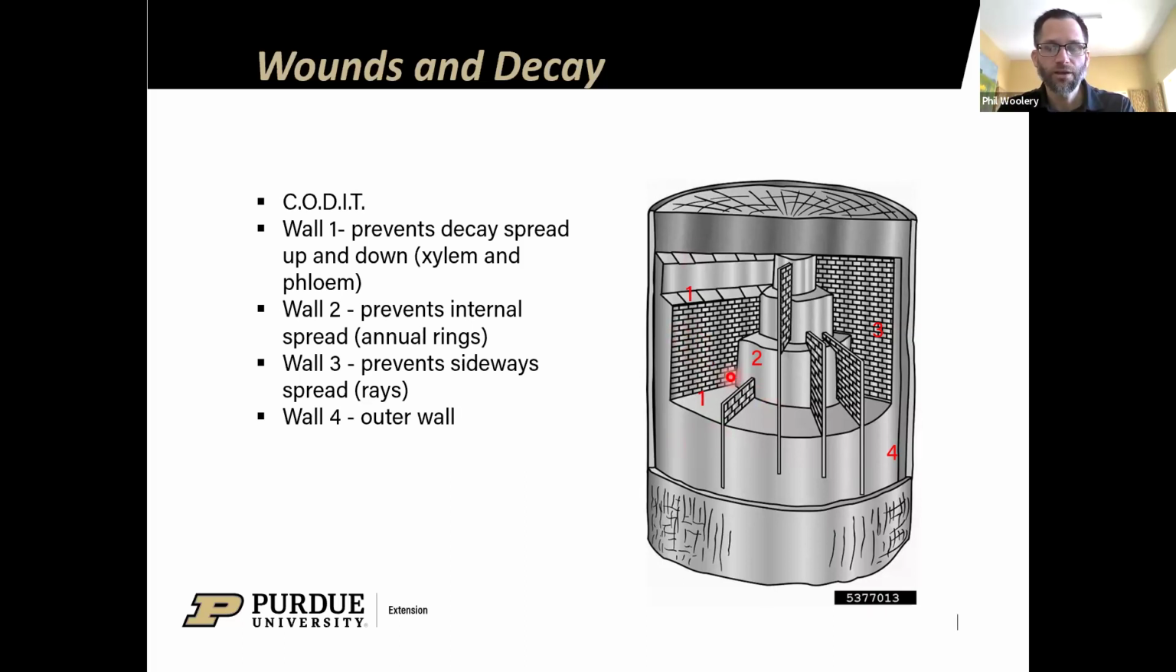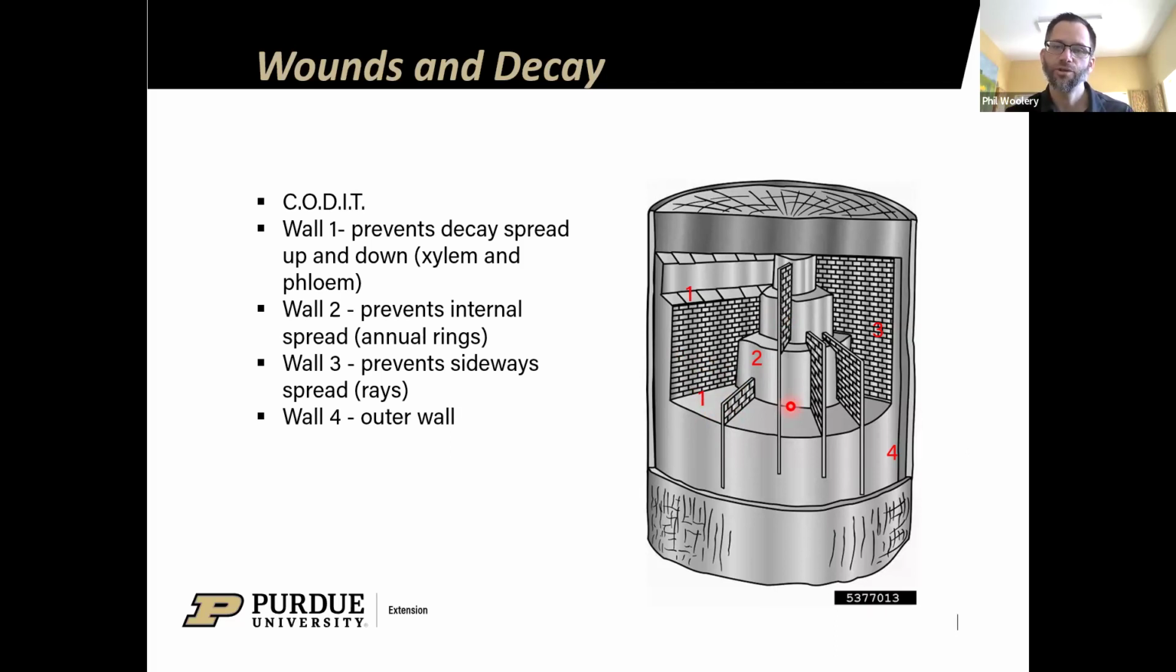Wall 2 is those annual growth rings. We've all seen those when you cut a tree and you see the rings. They can have different chemicals that try to block the decay from moving further in. Wall 3 is the lateral one. There are cells called ray parenchyma, and they can be stimulated to put out chemicals to try and contain that as well.